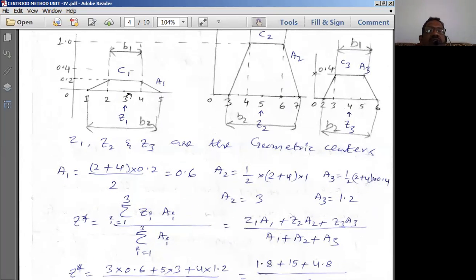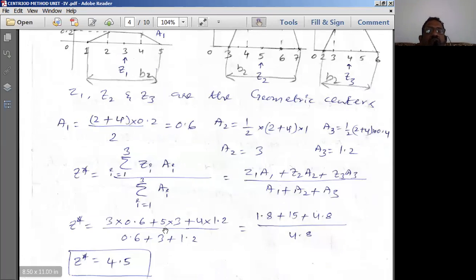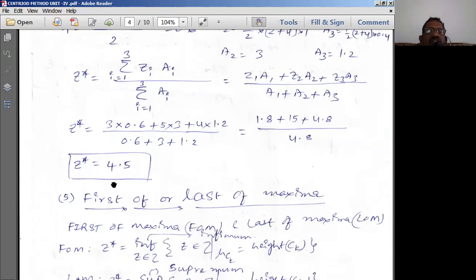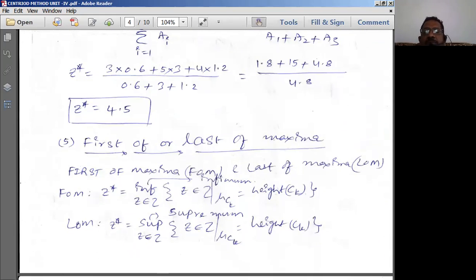What is the center of this? Before this I have two elements, after this I have two elements. That means this is the center. So 3 into A1, which is 0.6. Similarly, the center of this is 5. Z2 is equal to 5 into 3. Similarly, 4 into 1.2, by the sum of areas of all these sets. That is 0.6 plus 3 plus 1.2, I can write. So therefore, Z star is equal to 4.5. So this is the crisp data we have got after conversion, after defuzzification.